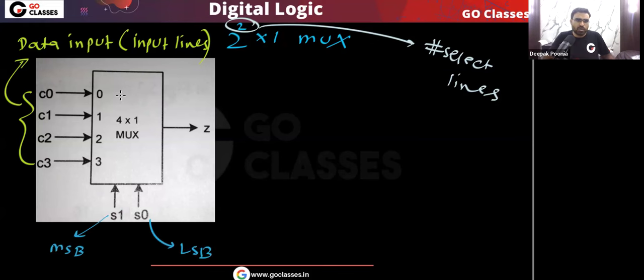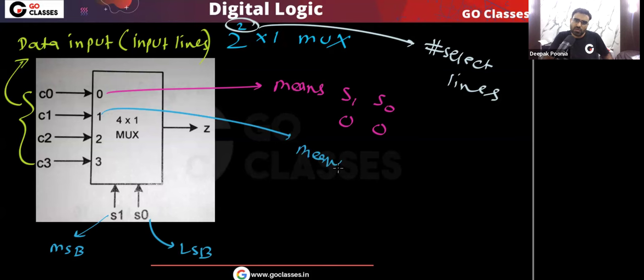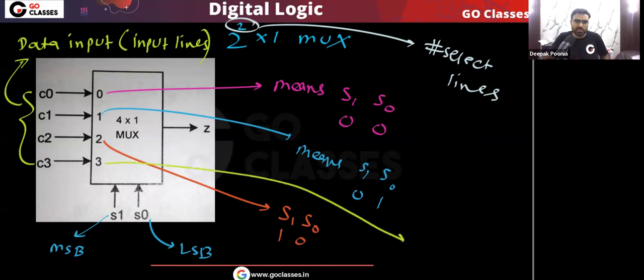Is this clear? Also remember, inside this block diagram this 0 is written. What this 0 actually indicates, let me tell you. This means S1 S0 equal to 0 0. Very simple. And this 1 means S1 S0 equal to 0 1. Remember S1 is MSB by default and S0 is LSB by default. So inside this block diagram, when this 2 is written, this simply means that S1 S0 are 1 0. And what about this 3? This 3 means that S1 S0 are basically 1 1.